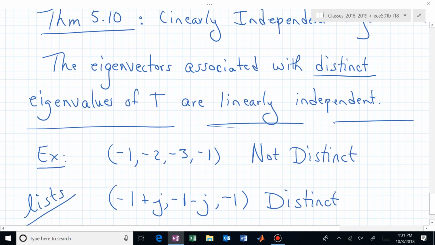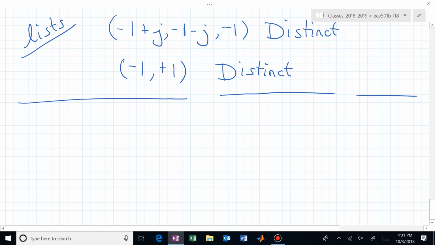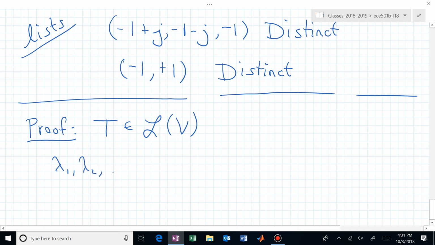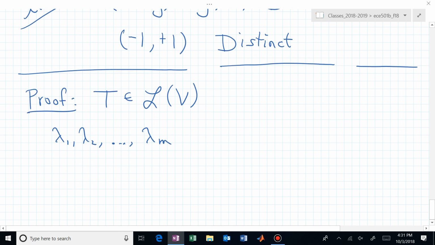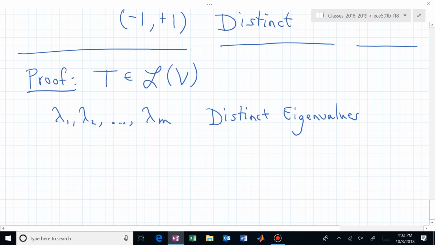The eigenvectors associated with distinct eigenvalues of T are linearly independent. So let's look at a proof of that. To prove this, first we're saying that we have this linear operator T, and let me simply establish notation and say that I now have m distinct eigenvalues, and their corresponding eigenvectors I'm going to label with v's.